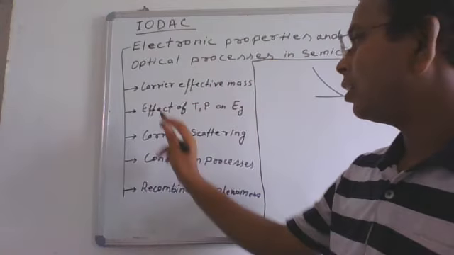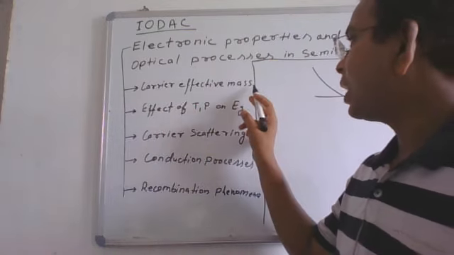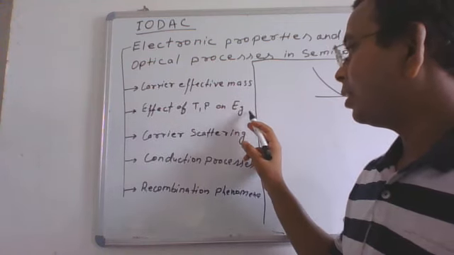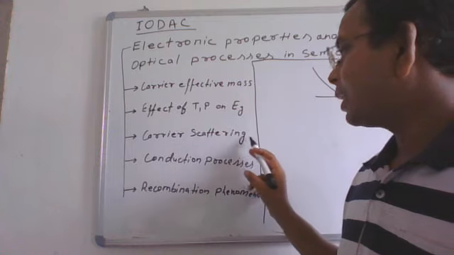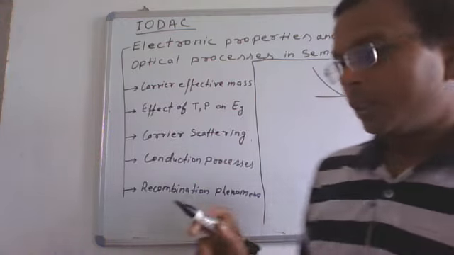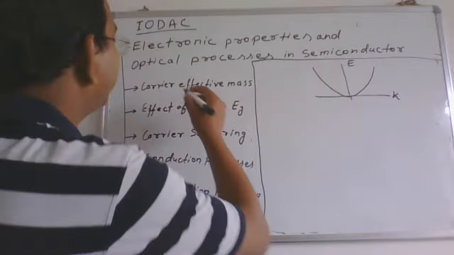These are listed here. First is carrier effective mass, then effect of temperature and pressure on energy gap, third carrier scattering, fourth conduction properties, fifth recombination phenomena. So first we will understand what is the effective mass.